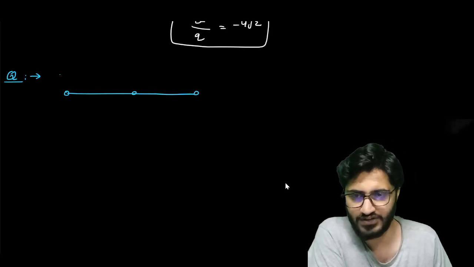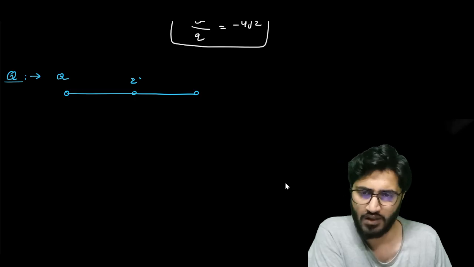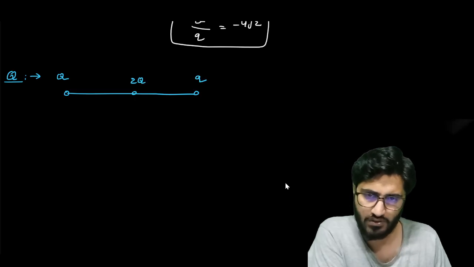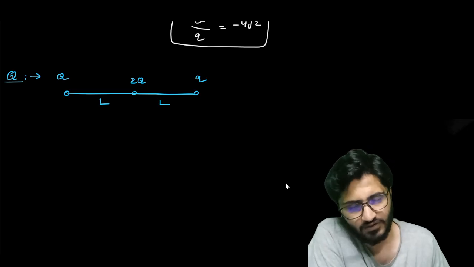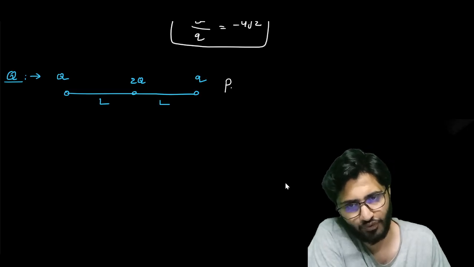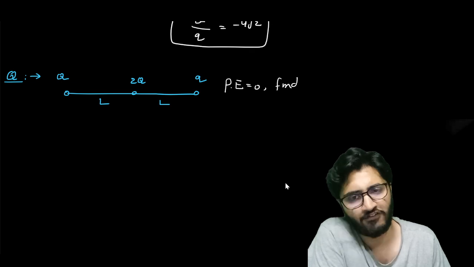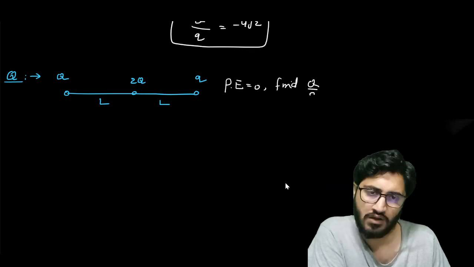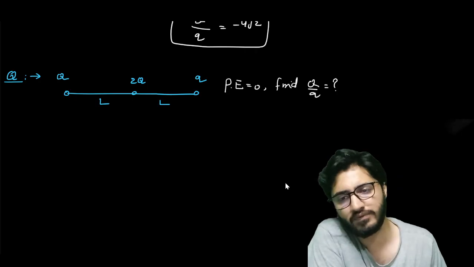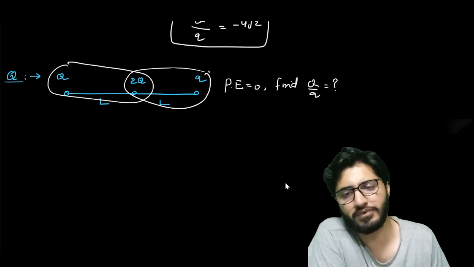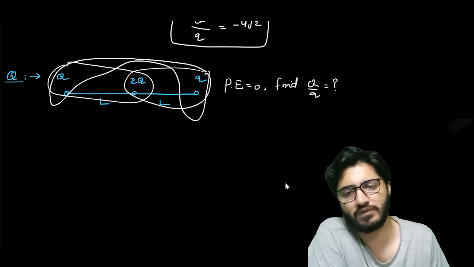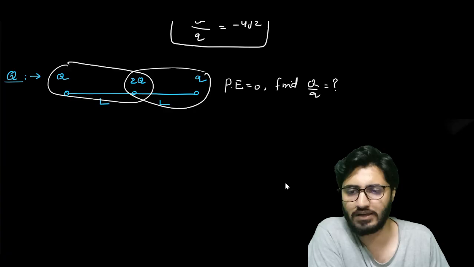Look, we have three charges, Q, 2q, Q, with spacing L, L. Then same, my net potential energy is 0. Find Q by q. How many pairs do we have? Sir, one pair, another pair, and the third pair is this one, right? So these are three pairs.